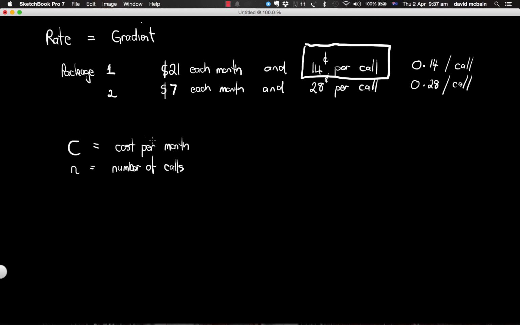Or C, we could just write C as cost if we like, make things a little bit simpler. But we're dealing over 1 month. So C is cost, how much we pay, and N is the number of calls that we make. So in terms of linear equations, this is going to be similar to our y-axis, and this is going to be similar to our x-axis. Okay.